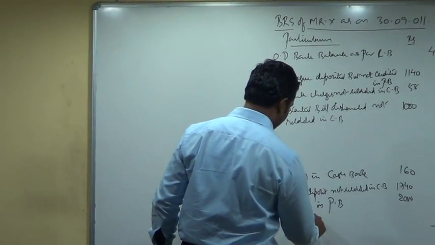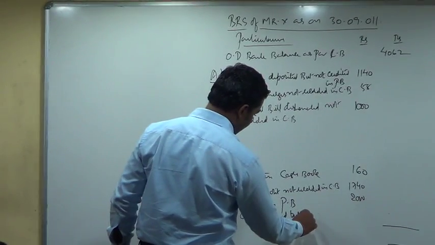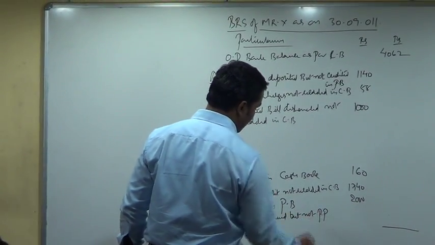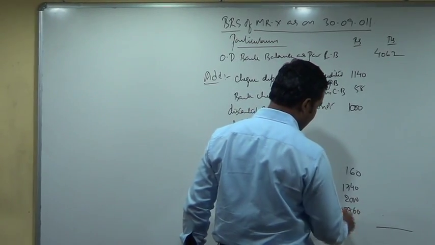Check issued but not presented for payment. How much? 3760.